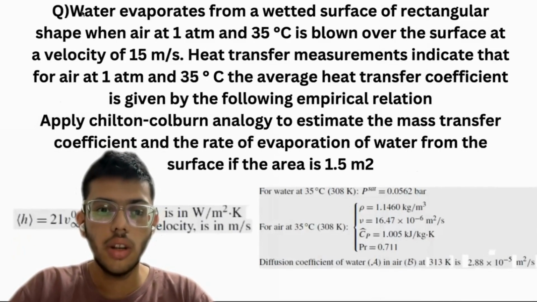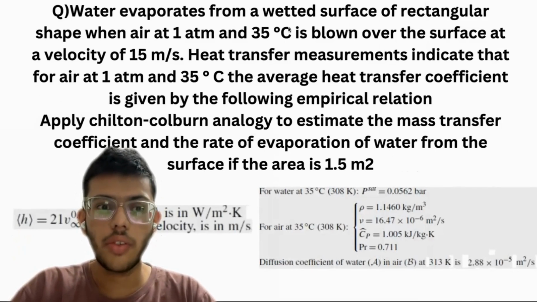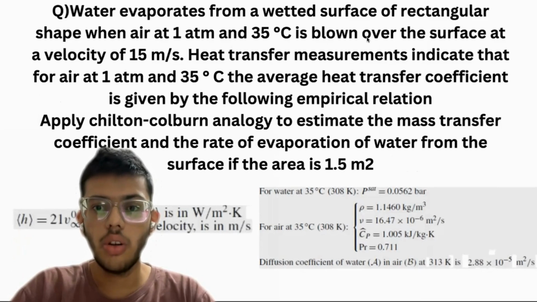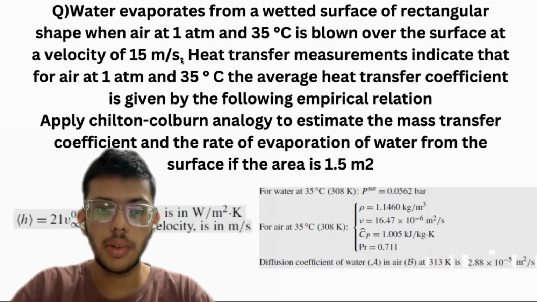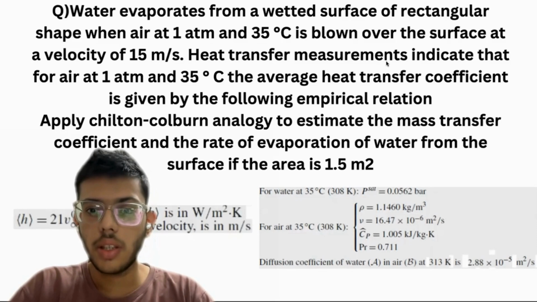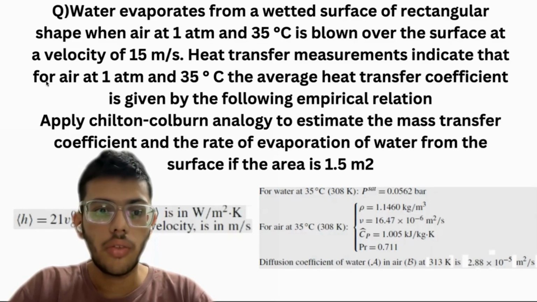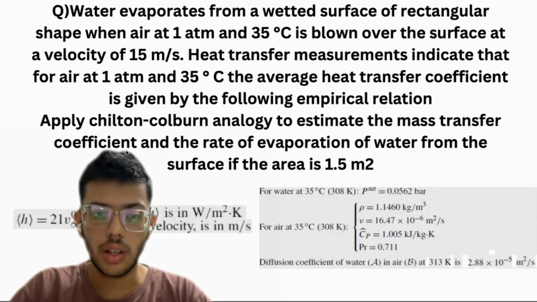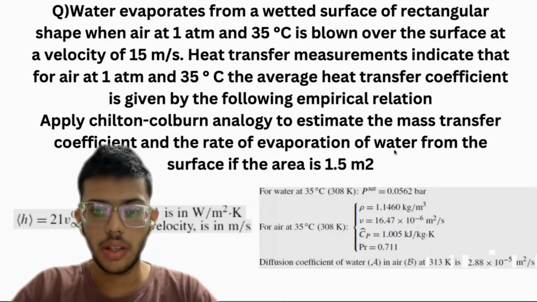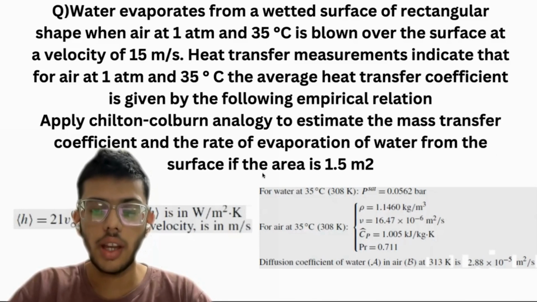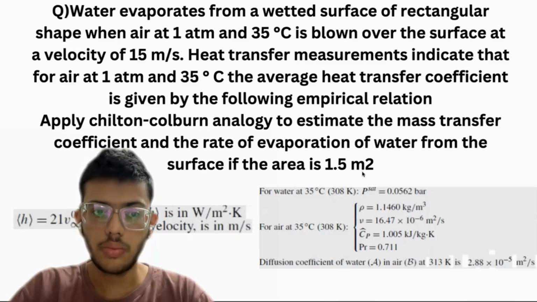So the question states, water evaporates from a wetted surface of rectangular shape when air at 1 atm and 35 degrees centigrade is blown over the surface at a velocity of 15 meters per second. Heat transfer measurements indicate that for air at 1 atm and 35 degrees centigrade, the average heat transfer coefficient is given by the following empirical relation. Apply the Chilton-Colburn analogy to estimate the mass transfer coefficient and the rate of evaporation of water from the surface if the area is 1.5 meters squared.